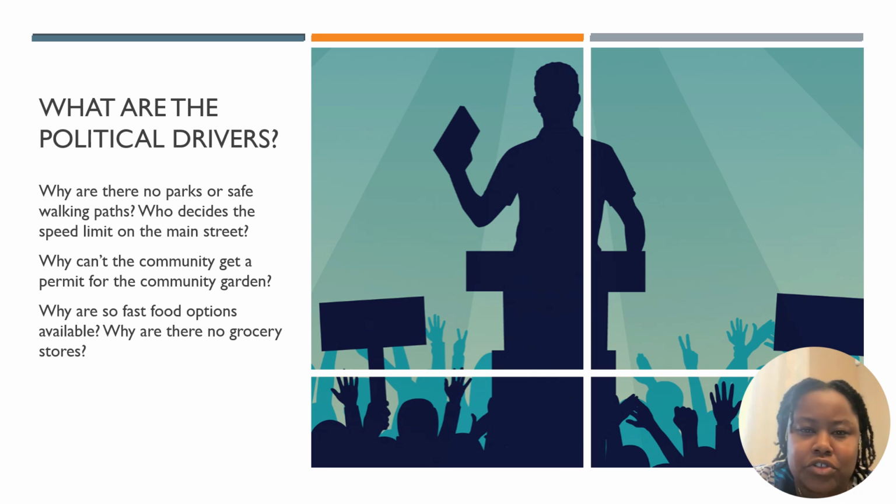But what are the political drivers that cause these social determinants of health? Like, why are there no parks in her community? Why are there no safe walking paths? Who decided what the speed limit is on that main street near her house? And why can't the community get a permit for the garden? Who decided that? And why are there so many fast food options available in the community and no grocery stores?